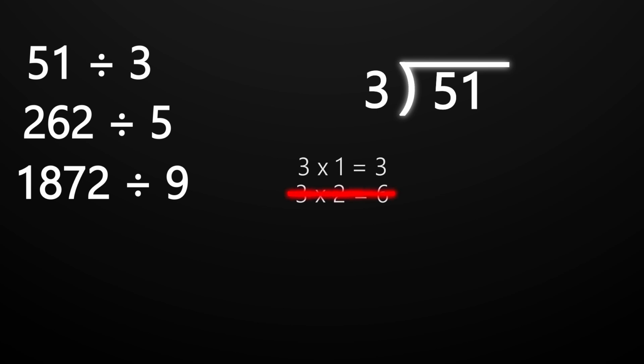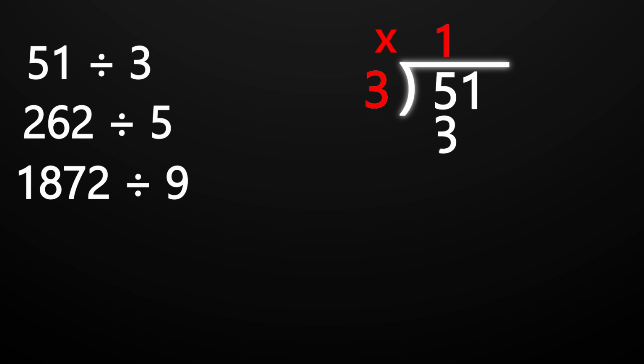This is a key idea. When dividing, we look for the largest possible multiple of the divisor that doesn't exceed the digit or group of digits we're dividing into. But also, avoid going unnecessarily low, unless the only option is 0 or 1. So in this case, 3 fits into 5 once, and that's the best we can do. We write 1 in the quotient. Multiply. 1 times 3 equals 3. Now subtract. 5 minus 3 equals 2.